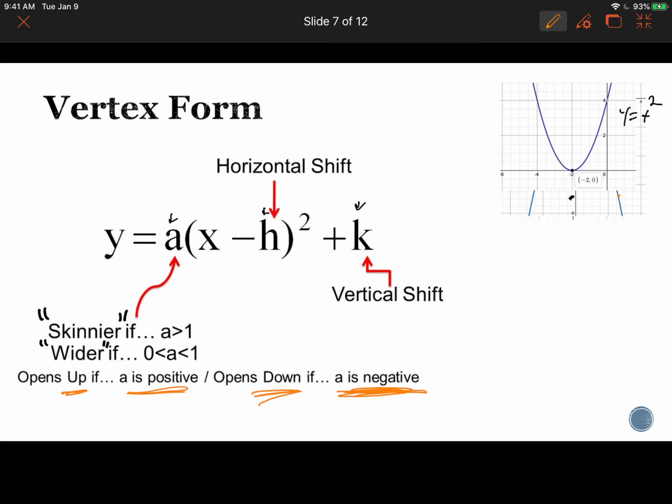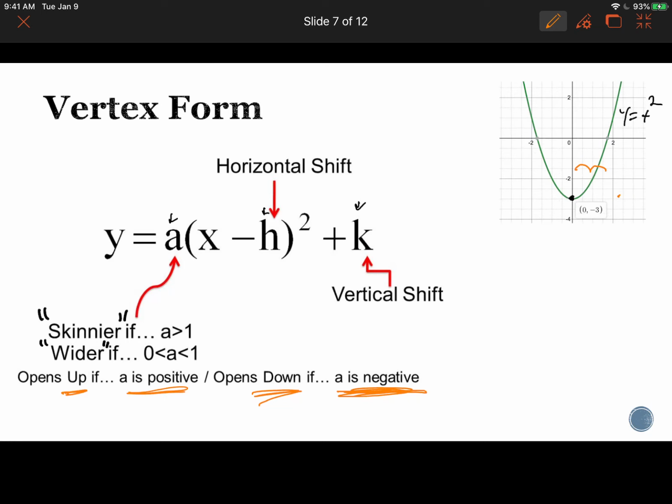Again, taking a look at what happens when h has a value, we saw that there was a horizontal shift left 2 units. And when k had a value, it went down 3 units because that k was negative 3. So let's see what that looks like.